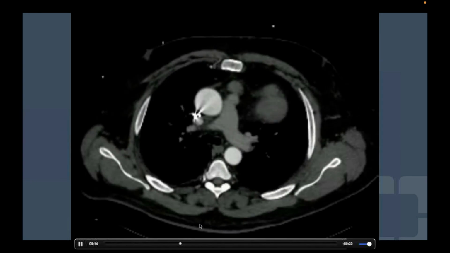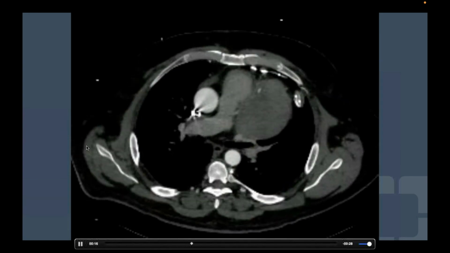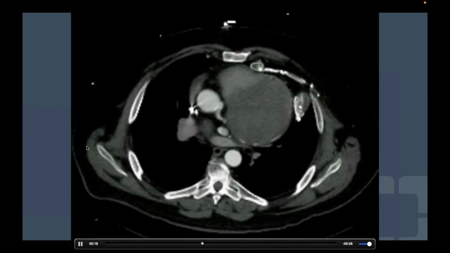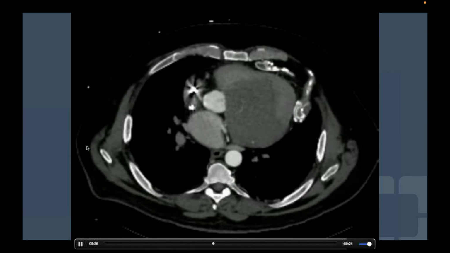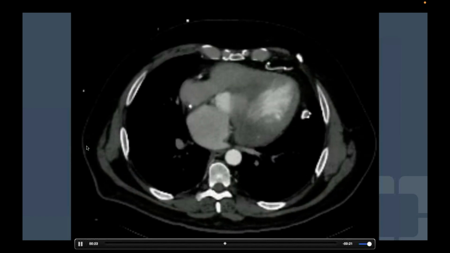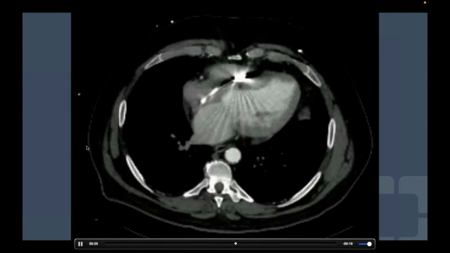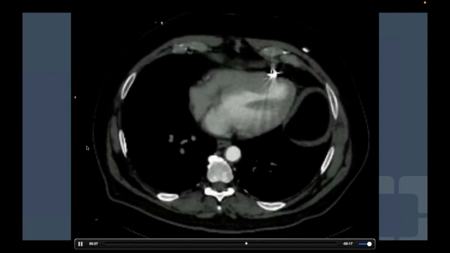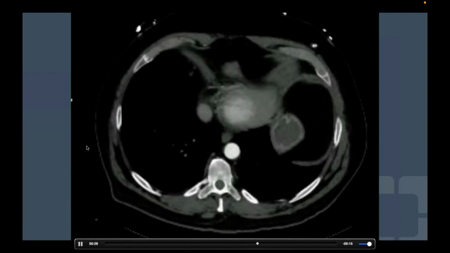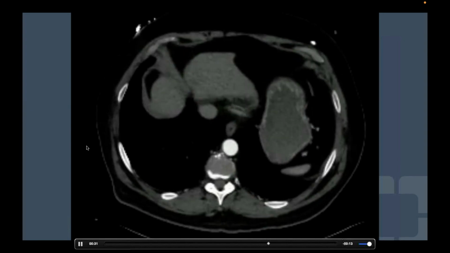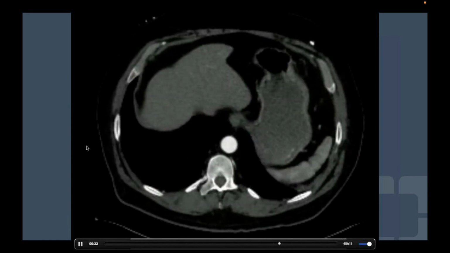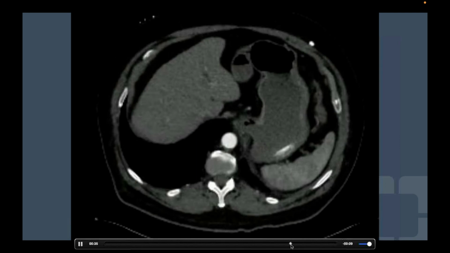It's going a little bit slower now in the axial plane. So based off of the density, the attenuation, the fact that we're seeing the cavity of the left ventricle, that looks like a large mass, I guess, is the first thing that would come to my mind. Very good.